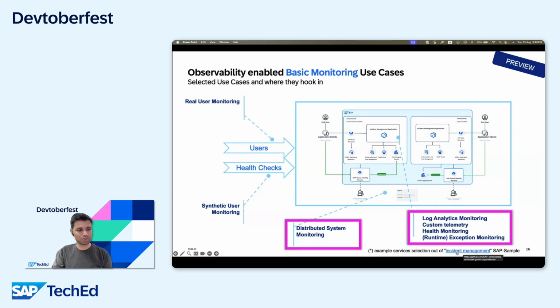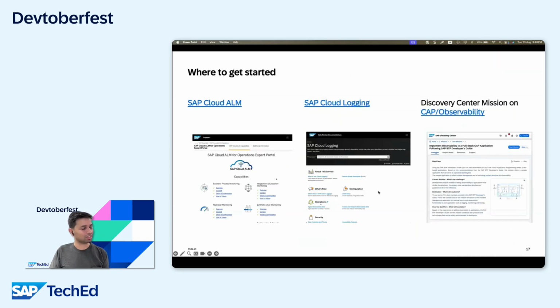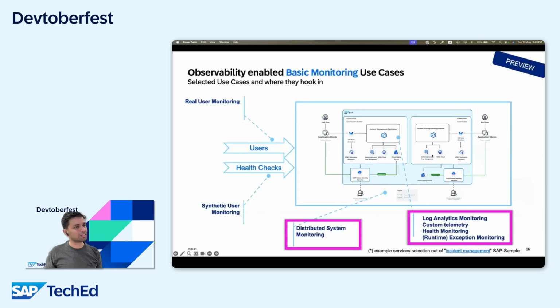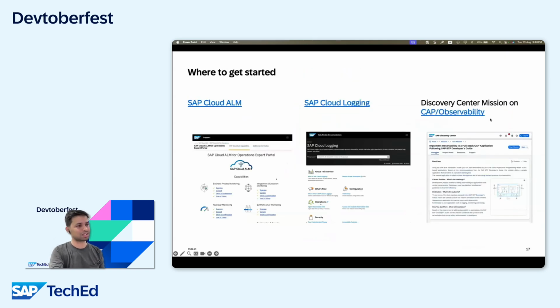For this, we are using an application called incident management, just a sample. We don't handle real incidents, we just named it incident management. This app is available on GitHub, which I will show. Overall, there are multiple ways you can get started with observability. You can use SAP Cloud ALM. SAP Cloud Logging is something we are going to see in detail today. And then we also have a Discovery Center mission, which I will be following in order to perform these activities.